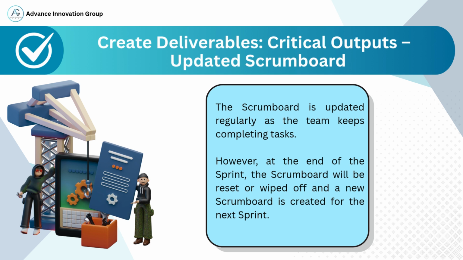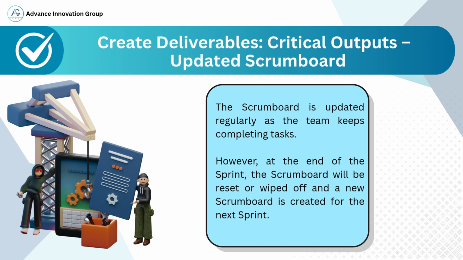The Scrum Board is a visual tool that helps the Scrum team track their progress during the sprint. It usually contains columns like To Do, In Progress, Testing, and Done. As the team works through the sprint, they move tasks across these columns, updating the board regularly. This ongoing update helps everyone see what's being worked on, what's done, and what's still pending.